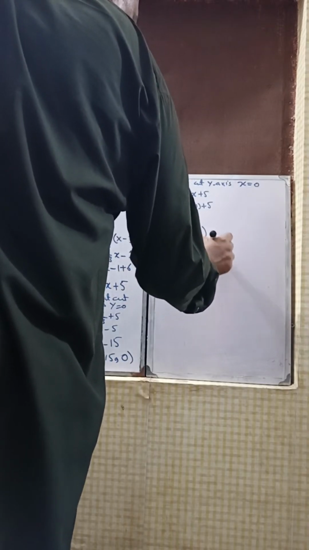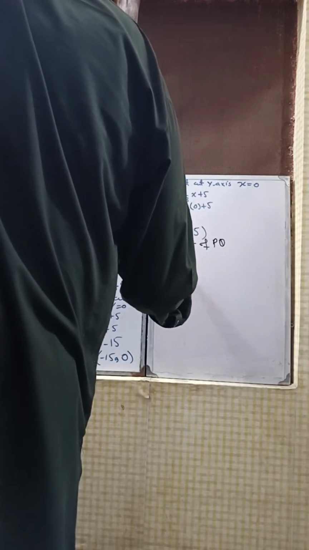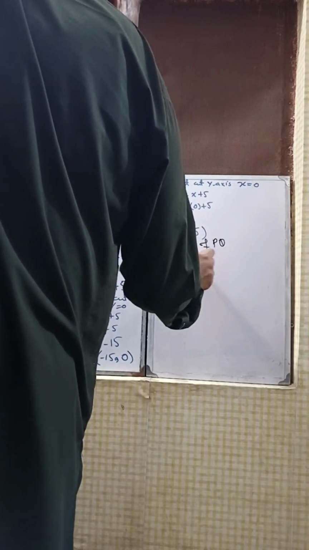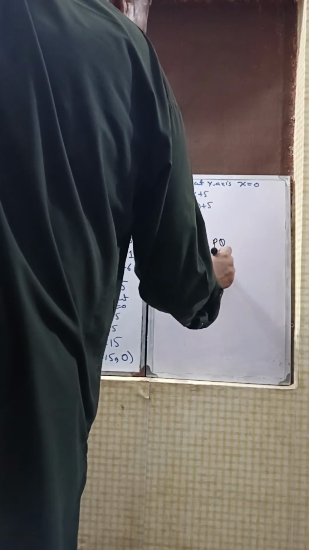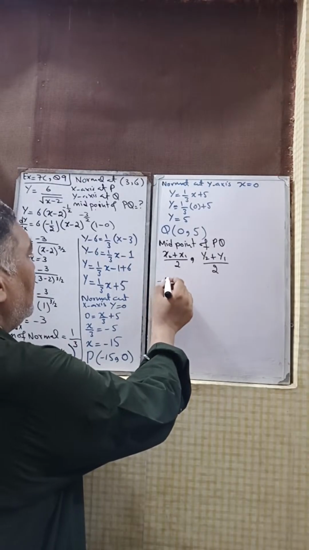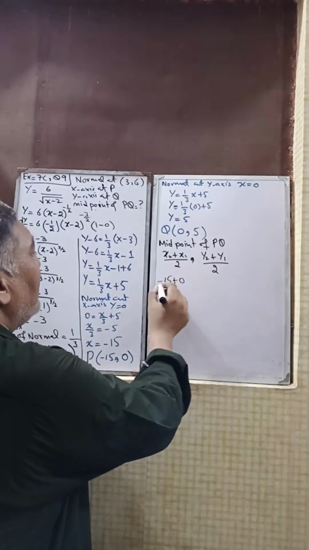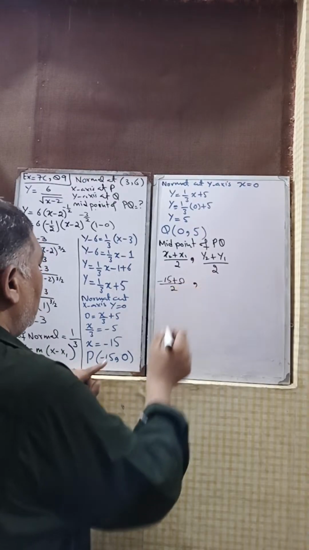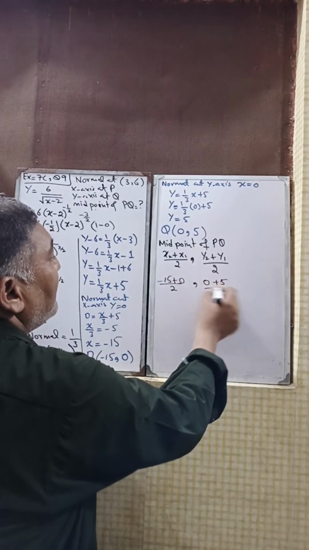So you remember the formula for the midpoint. The formula for the midpoint of PQ is x2 plus x1 divided by 2, comma, y2 plus y1 divided by 2. So we have the value of the P here, which is minus 15 plus 0 divided by 2, comma, 0 plus 5 divided by 2.